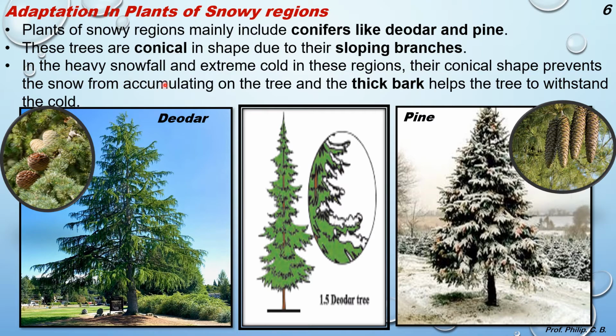In heavy snowfall and extreme cold in these regions, the conical shape prevents the snow from accumulating on the tree, and thick bark helps the tree to withstand the cold. So because of the conical shape, because of the thin pointed leaves, because of the thick bark, if the snow falls on it, it will not accumulate and it will fall off the plants later on. And also because of thick bark, it will withstand the cold climatic conditions. Clear?